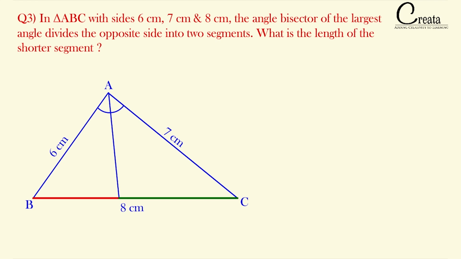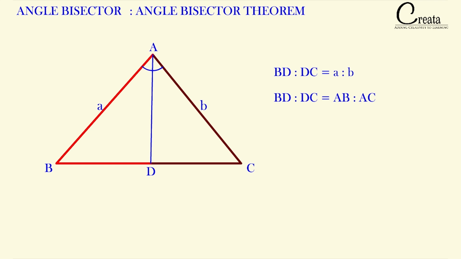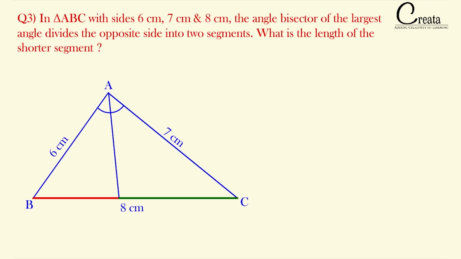Are you able to observe this figure is resembling our angle bisector theorem figure? As per the angle bisector theorem, we have seen in our angle bisector lecture, the angle bisector divides the opposite side into the ratio of the 2 remaining sides. Means, if we say this segment as A and this segment as B, we can say the ratio of A is to B is equal to 6:7. That is the ratio of these two sides. The ratio of A is to B will be equal to the ratio of these two sides, that is 6:7.